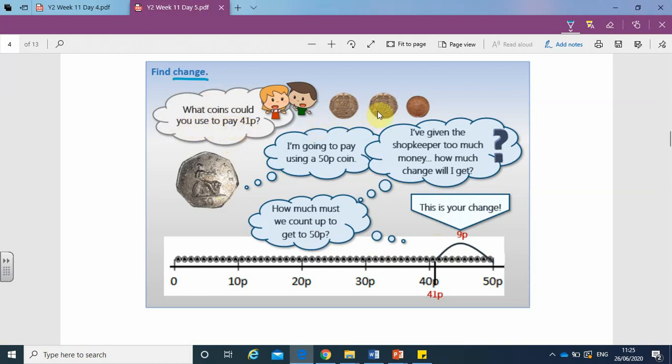Well, they've got 20, 20, and a 1. 20, 40, 1. You could think of it as 2, 4, put the 0 back on, 1. 41. I'm going to pay using a 50 pence coin. I've given the shopkeeper too much money. How much change? So this sum, year 2, all it is 50 take away 41, because that's what I'm spending. And that's it, that's change.